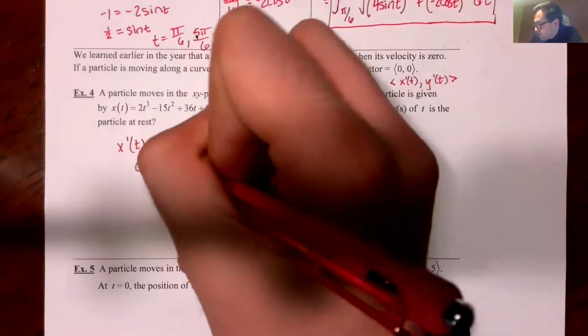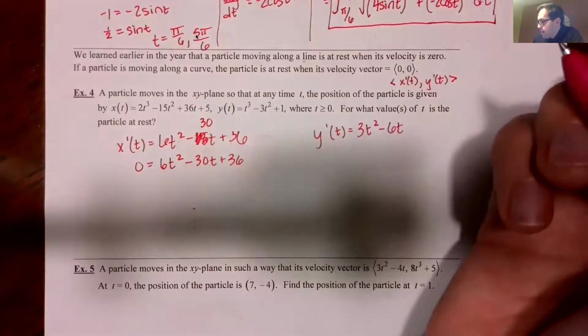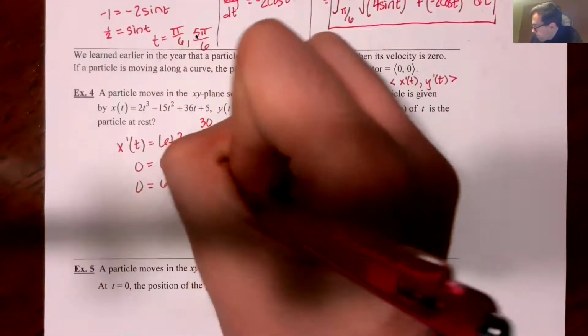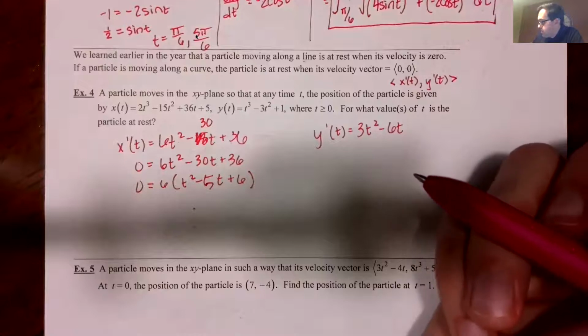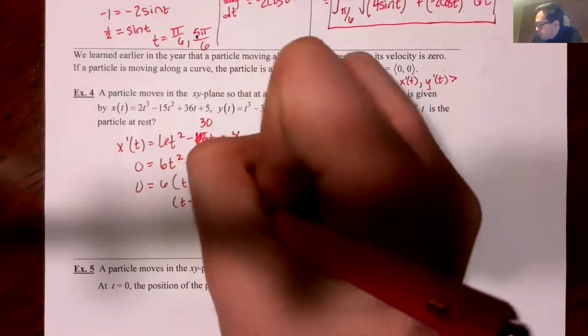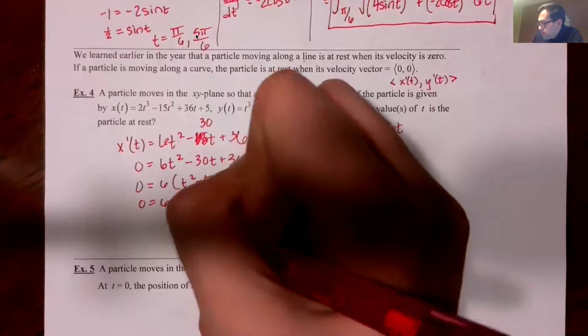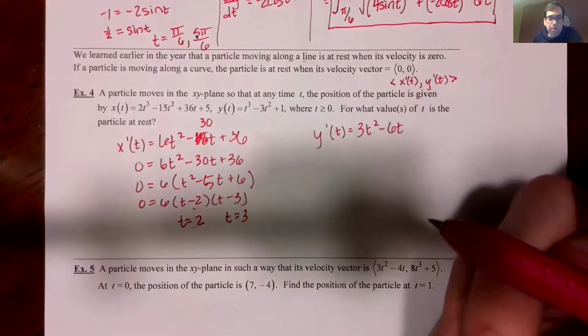We got 0 equals 6t squared minus 30t plus 36. I can factor out a 6 from each of those terms. And t squared minus 5t plus 6 factors to t minus 2 and t minus 3. So our answers are going to be t equals 2 and t equals 3. So that's the two times that have an x velocity of 0.